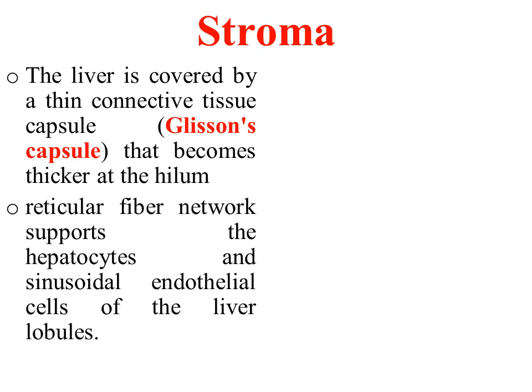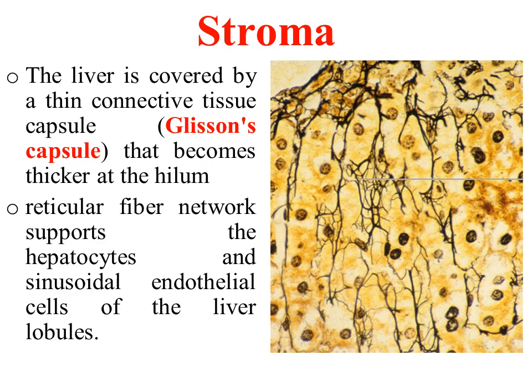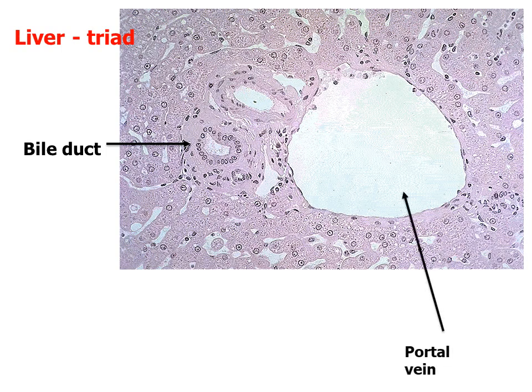Reticular fiber network supports the hepatocytes and sinusoidal endothelial cells of the liver lobules. You can see here on the right side of the screen, this is the reticular fiber that supports the hepatocytes and sinusoidal endothelial cells. Here, in this picture, you can see the portal triad. The big one is the portal vein, and the bile duct with the hepatic artery.